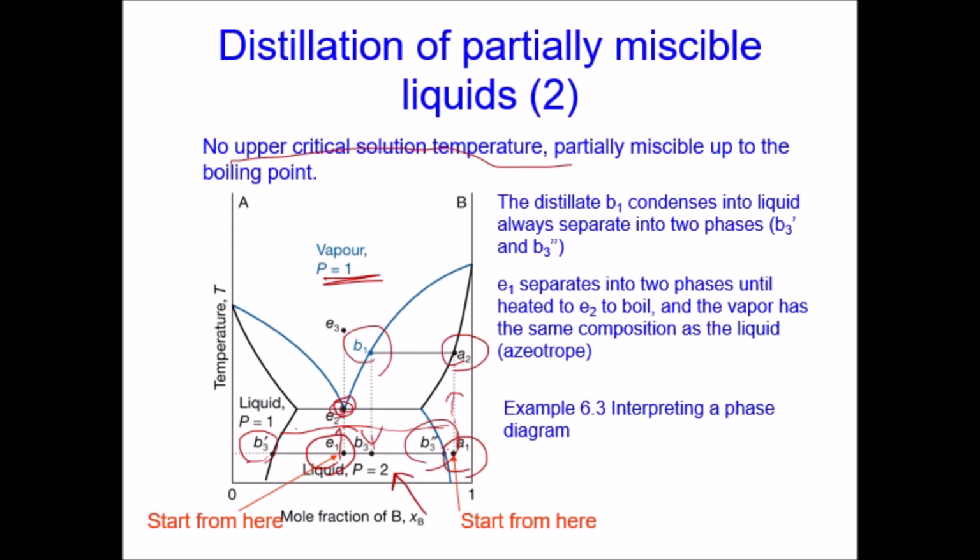When you heat it, it remains as two liquids until E2. At E2, now you actually see three phases. You still see some of the liquid, let's say this is the alpha phase, and another liquid, the beta phase, but you also start to see a vapor phase. So three phases in equilibrium. Above this temperature, for example E3, all liquids vaporize. So you only see the vapor phase.